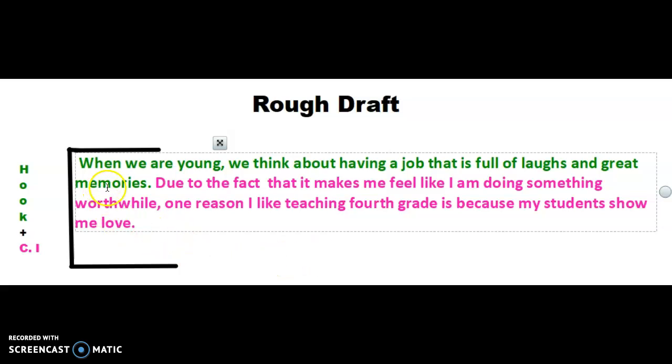Let's read it again. When we are young, we think about having a job that is full of laughs and great memories. Due to the fact that it makes me feel like I am doing something worthwhile, one reason I like teaching fourth grade is because my students show me love. I would give it about a 3.5 out of 5. Not bad, but I think that I liked one better.